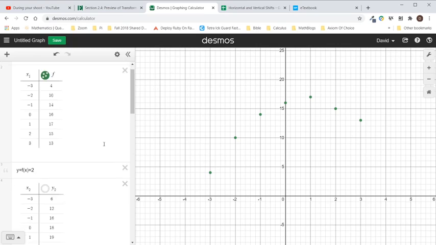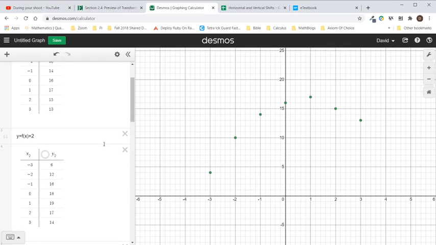In the next one, we made the second column where we took y equals f of x plus 2. You can see that all these y values were just the original y values plus 2. When I tell Desmos to plot the points, you can see that all of the points are just 2 units higher. So when we add 2 outside the expression, that just moves up the whole graph by 2.